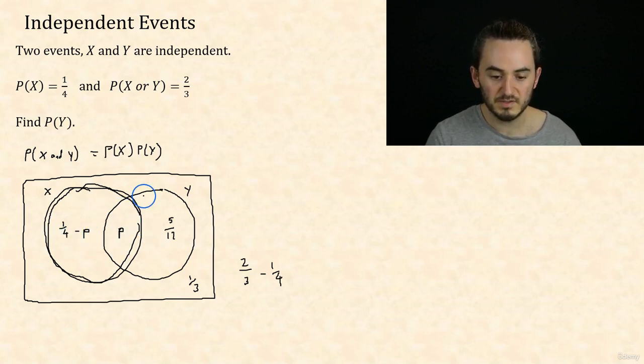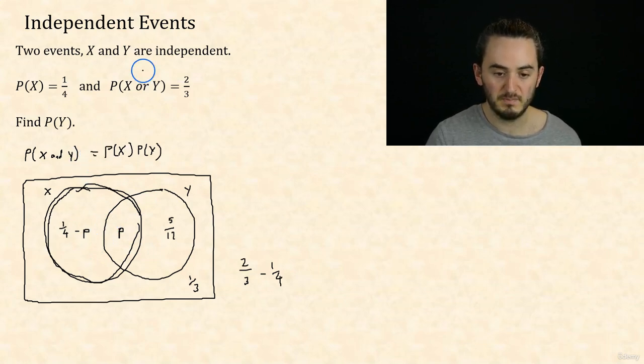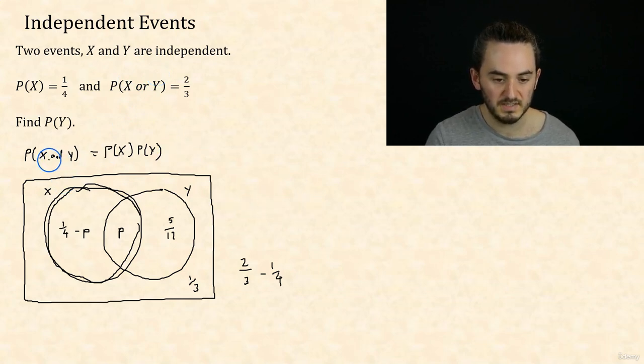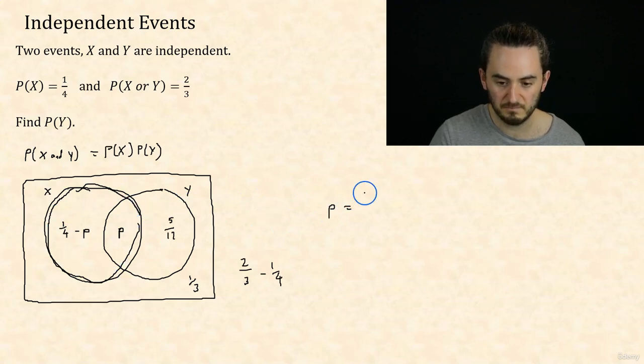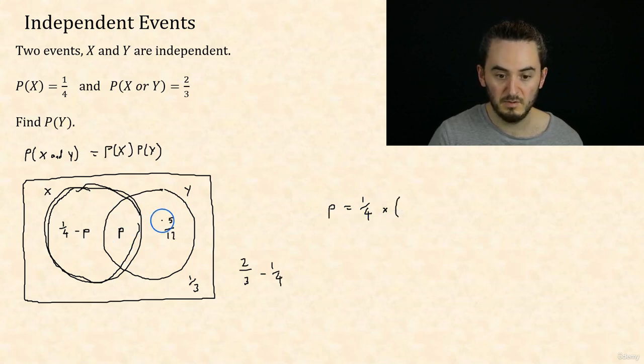Okay, now I've got things all set up. I have everything in terms of p. I can now use this formula because I'm told that they're independent. So just filling in, populating that formula, it says the probability of x and y, which is this little region in the middle, p, must be equal to the probability of x, which is all of this, which is 1/4, multiplied by the probability of y. And the probability of y is p plus 5/12.